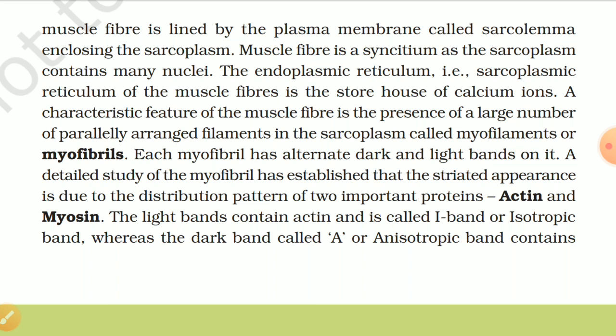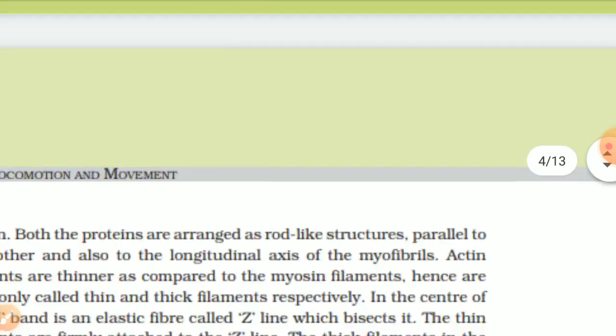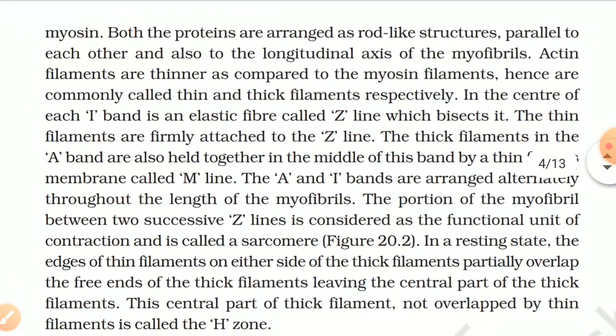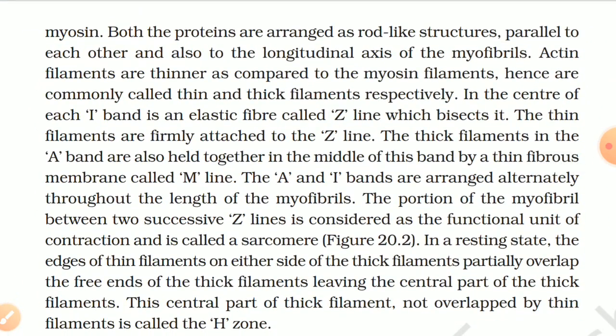The light bands contain actin and are called I band or isotropic band, whereas the dark band called A or anisotropic band contains myosin. Both the proteins are arranged as rod-like structures, parallel to each other and also to the longitudinal axis of the myofibrils. Actin filaments are thinner as compared to myosin filaments, hence are commonly called thin and thick filaments respectively. In the center of each I band is an elastic fiber called Z-line which bisects it.